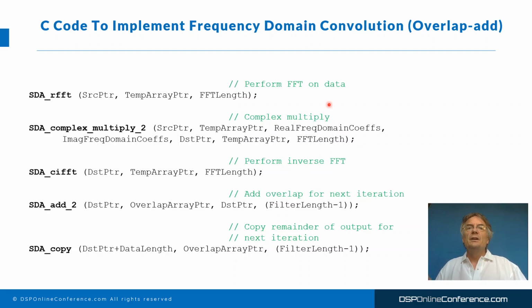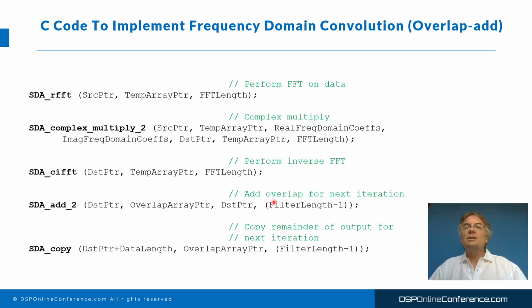here's the code. 5 simple functions. Input fast Fourier transform for our source data. Remember, we've already pre-calculated the coefficients array. Our complex cross multiply, inverse fast Fourier transform, sum the overlaps, and then copy the output result. Copy the overlap array to like a side array to be used on the next iteration for that add operation.